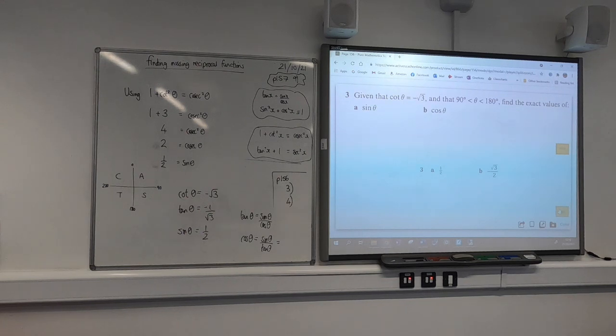If cot is minus, then tan will be minus as well. You could write it as 1 over minus root 3. It's the same thing. It doesn't matter where the minus goes.